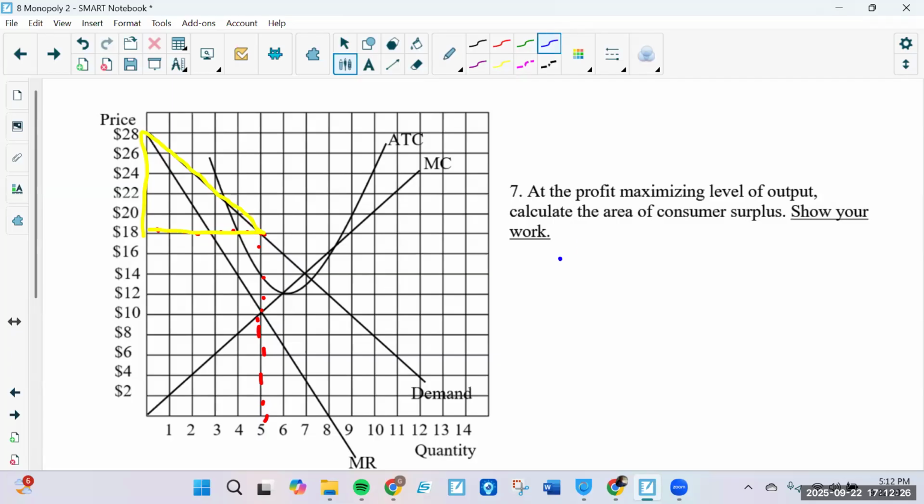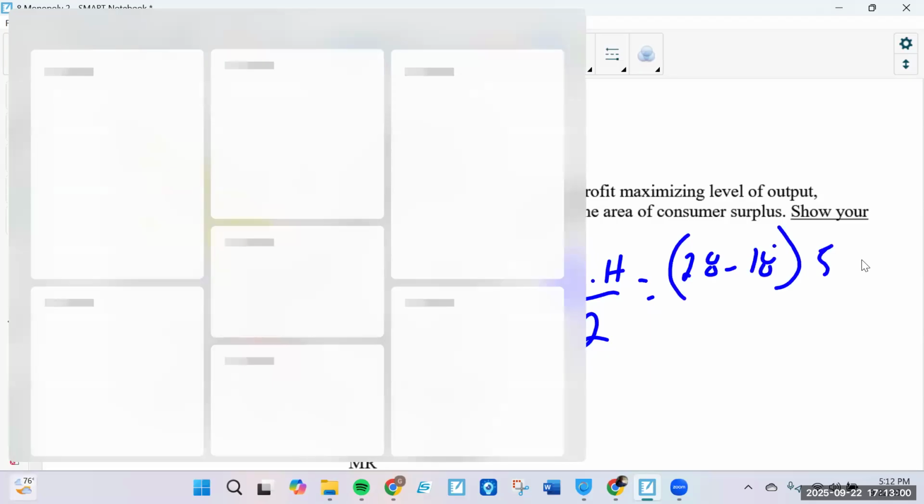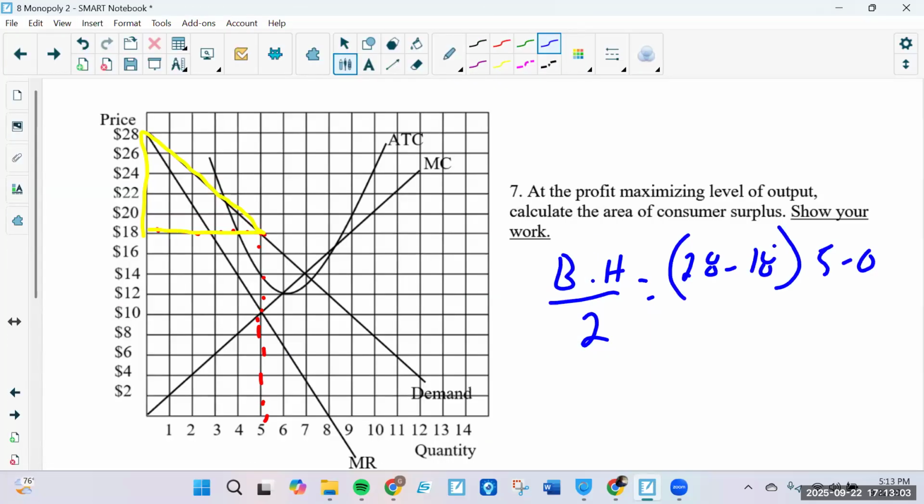Okay. I like to do base times height divided by 2 to do the area of a triangle, as opposed to 1/2 base times height. It's just easier to do it this way. It's easier to show it on an economics test too. Okay, so the base, always use price as your base. So what you'd have to do is 28 minus 18 times 5 minus 0, divided by 2. You can't do just times 5 because we don't know where you got that 5 from. Okay, so be careful of that.